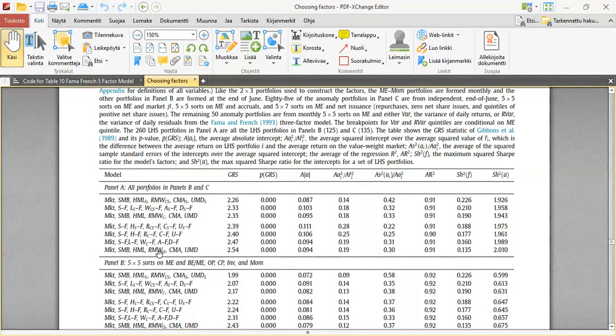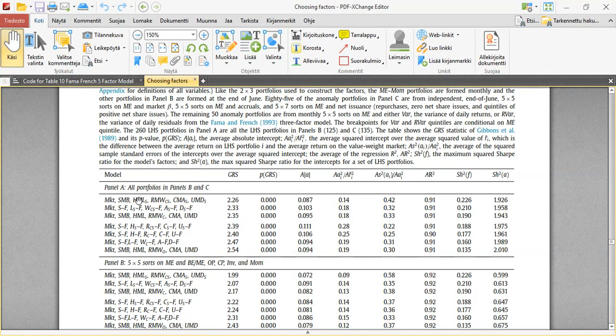The 6-factor model of equation 4, you remember. So the GRS test, what we see here, is 2.54. It's higher than 2.26. So as we see here, the GRS test increases linearly as we move from row 1 to the last row.